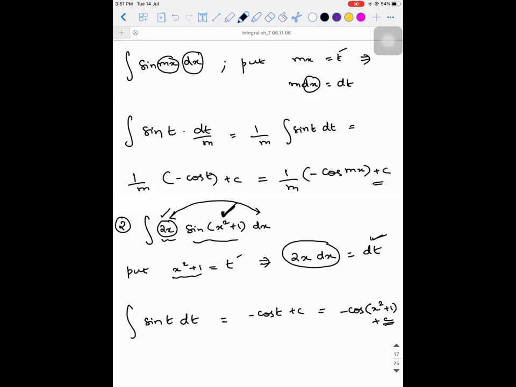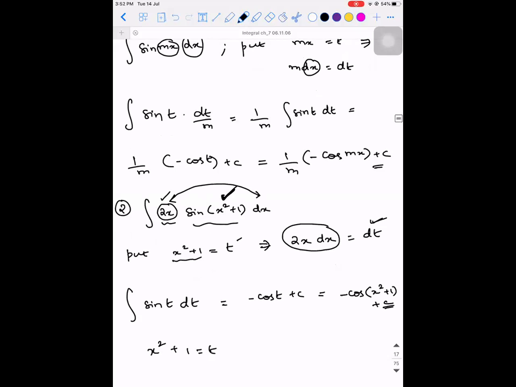Yes, sir. Yeah, tell me. Sir, can you explain how the second step came, sir? The 2x dx equal to dt. Differentiating on both sides. So x square plus 1.